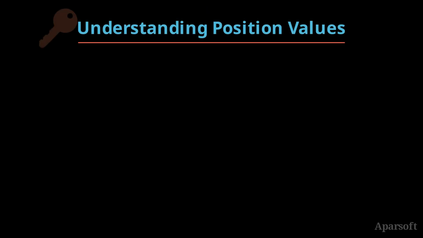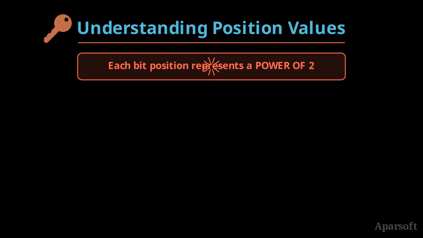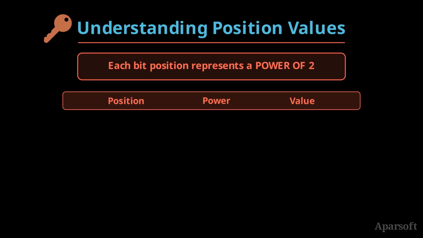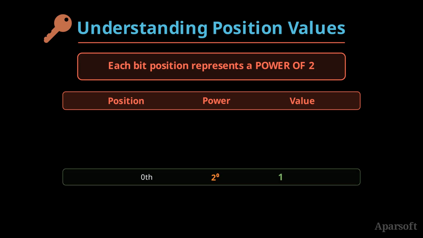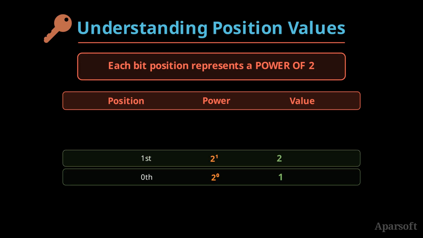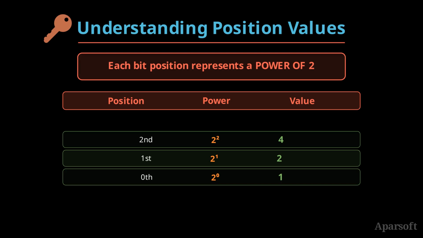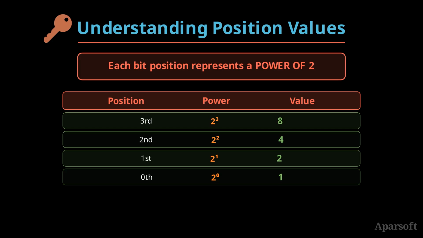Now here's the key concept that makes verification work. Each bit position doesn't just have a number, it has a power of 2. Look at this carefully. The rightmost position is position 0, and 2 to the power 0 equals 1. Position 1 is 2 to the power 1, which equals 2. Position 2 is 2 to the power 2, which equals 4. And position 3 is 2 to the power 3, which equals 8.